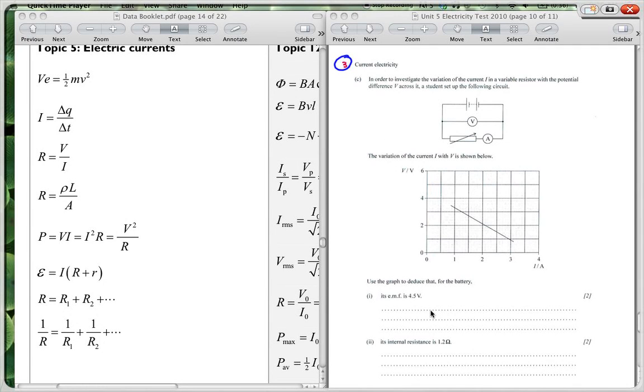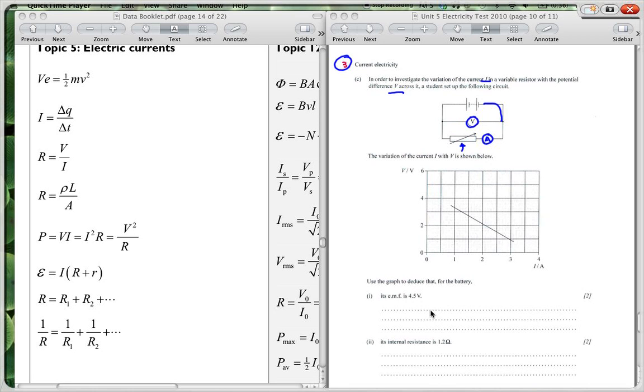Question 3. Current electricity. In order to investigate the variation of current I with a variable resistor with potential difference V across it, a student sets up the following circuit. So we've got the circuit here. It's basically a series circuit. This is your variable resistor over here. You've got your ammeter, which is measuring the current through the circuit, both through the cell and through the resistor, and you've got your V, which is measuring your potential difference across your variable resistor.